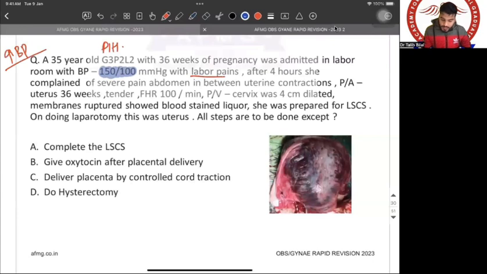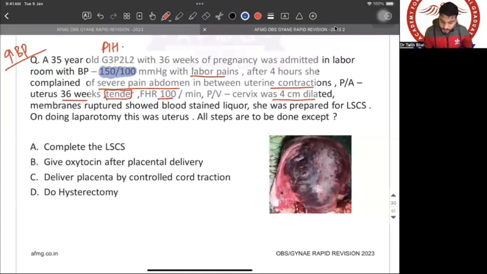After 4 hours, she is complaining of severe abdominal pain in between uterine contractions. Uterus 36 weeks, tender. That means tender uterus. Fetal heart rate is 100. That means the baby is stepping into fetal distress. She is 4 centimeters dilated. That means she is not having proper dilatation.